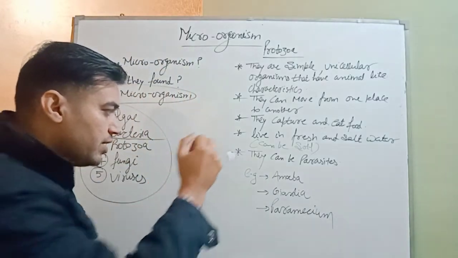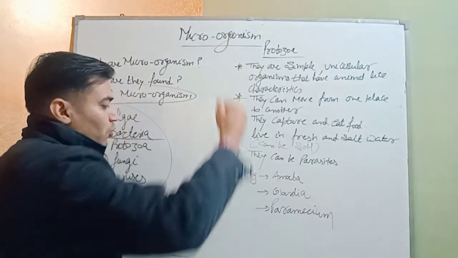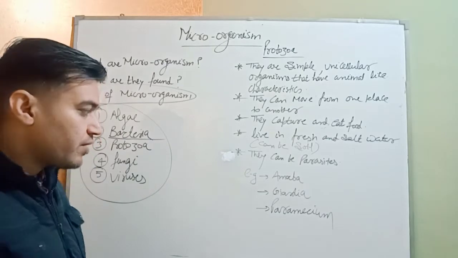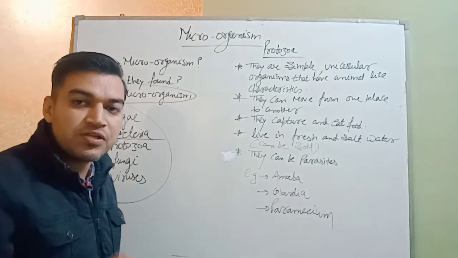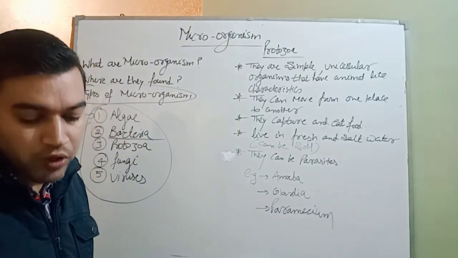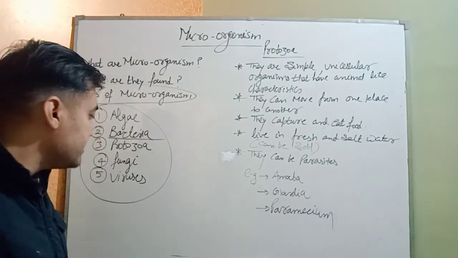Okay. Now some important examples of protozoa. Amoeba, Giardia, and Paramecium are important examples of protozoa. The next microorganism is fungi.